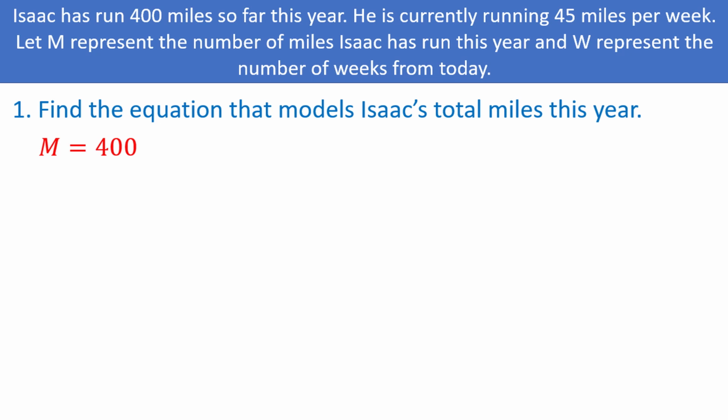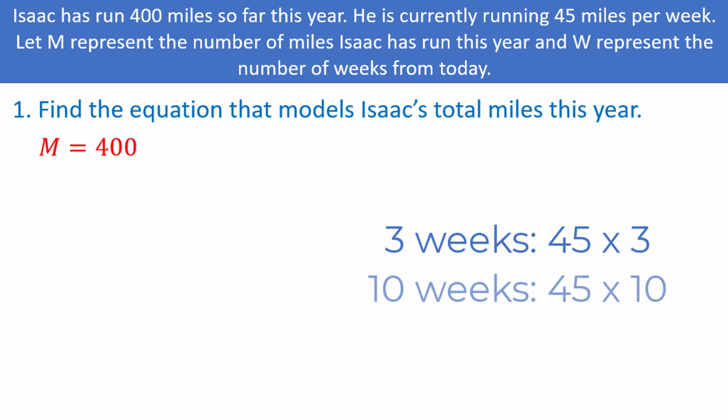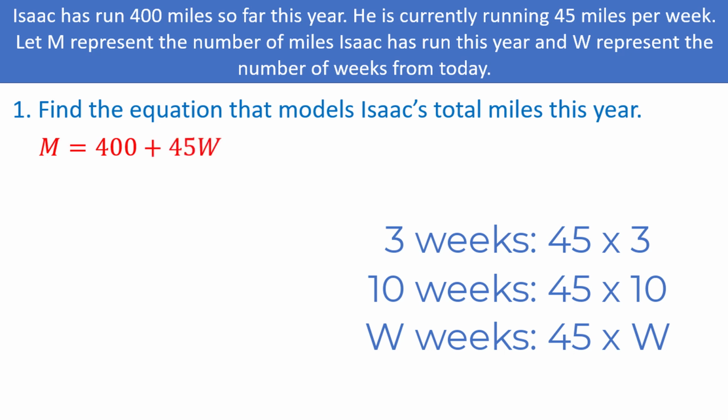m must be equal to the 400 miles that Isaac has already run, but then he is running an additional 45 miles each week. That means each week we must add an additional 45 miles to his total. So if we were 3 weeks out, we would need to add 45 3 times, or if we were 10 weeks out, we would have to add 45 10 times, or in general, we have to add 45 w times, where w is the number of weeks from today. So our equation is m equals 400 plus 45 times w.